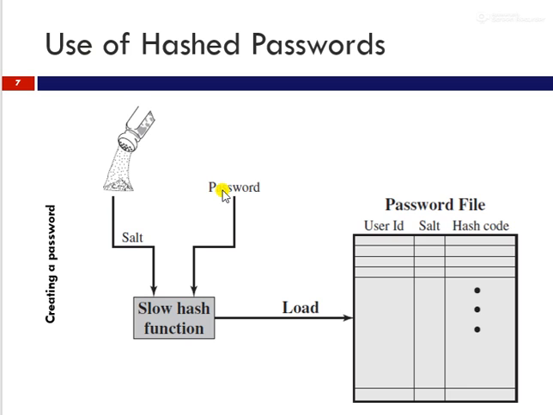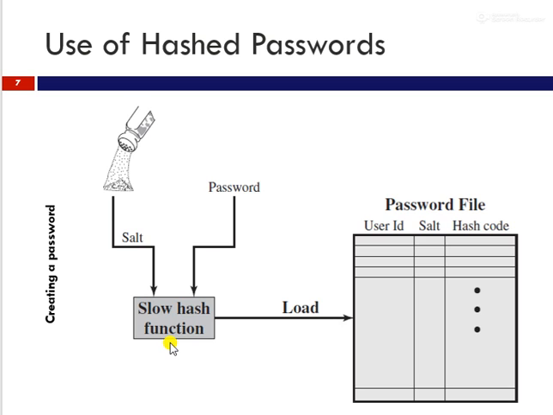The system will generate a salt for this password. What is a salt? A salt is a random number string. Salt is just a random number that is generated by your system for your password. Now this password and this random number string, or salt, is given as input to a hash function, but not the normal hash function, a slow hash function. For password hashing we use an especially slow hash function, not the normal cryptographic hash function.